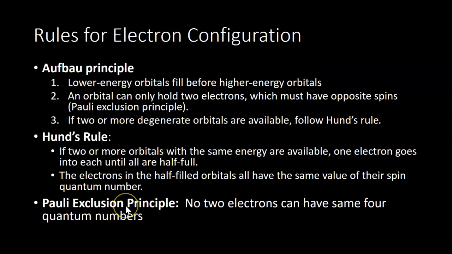The Pauli exclusion principle states that no 2 electrons can have the same 4 quantum numbers. So they can share 3 out of the 4, but if they do, that means they're in the same orbital, not just the same sublevel, in which case their spins would be opposite. So one would have m sub s plus 1/2, and the other one would have m sub s minus 1/2.